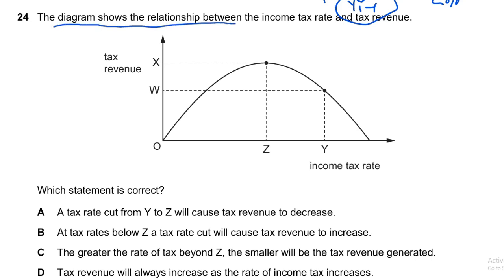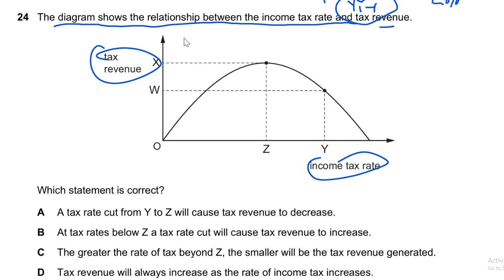The diagram shows the relationship between income tax rate and tax revenue. So this is tax revenue, this is tax rate. Which statement is correct? Okay, so again I'll explain all of these options because I think they are confusing a little bit, so that you understand them perfectly. So option C, I'm explaining option C, that is the correct answer first, then I'll move to the other options.